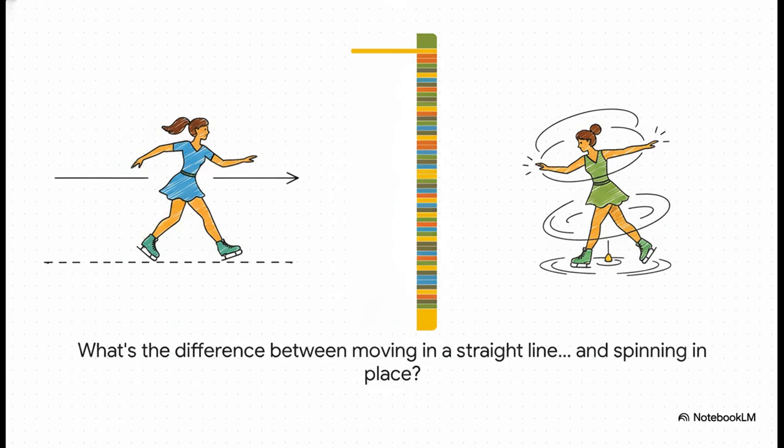Have a look at this figure skater. She can glide across the ice in a perfectly straight line. We call that translation. Or she can spin right on the spot, and that's rotation. Now, they're both motion for sure, but they're actually governed by totally different sets of physical rules. So what's really the difference between moving and spinning?